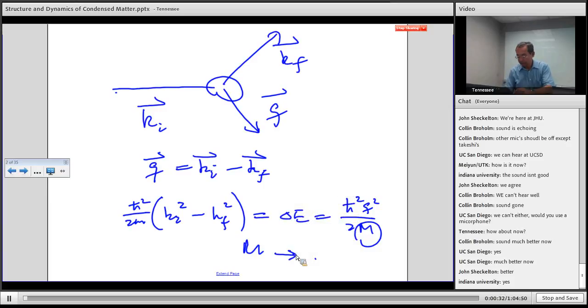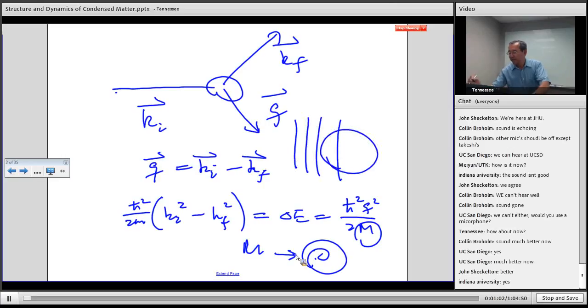M is the solid as a whole. If you transfer momentum not to each atom, but to the sample as a whole, then, if you think of the neutron as a particle, this is not going to happen. So you have to think of the neutron as a wave and coherently transmit this momentum to the whole solid, and then scatter away, right?